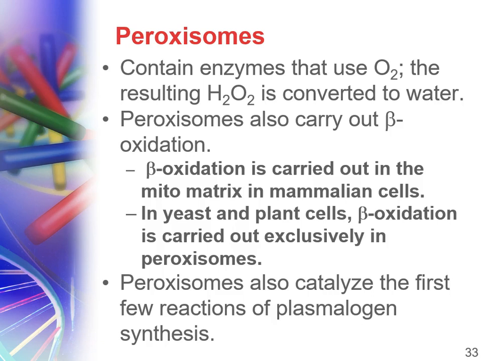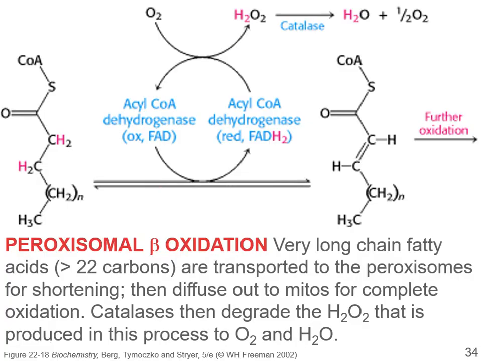Peroxisomes also catalyze the first few reactions of plasmalogen synthesis. I have an example to show you there. The peroxisomes are required for the first part of fatty acid oxidation if the fatty acids are very long. If you have fatty acids that are greater than 22 carbons, the peroxisome shortens them, but in so doing uses oxygen as an acceptor for protons to convert this single bond into a double bond. And then catalase, which is an enzyme that resides in the peroxisome, is able to convert this to oxygen and water. Once you've shortened your very long chain fatty acids, they can go to the mitochondria, and the mitochondria will take over and go through complete beta oxidation.